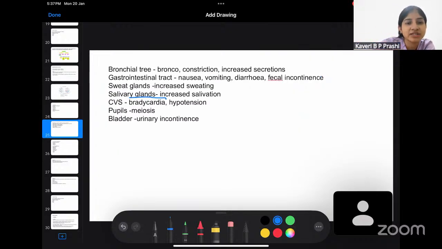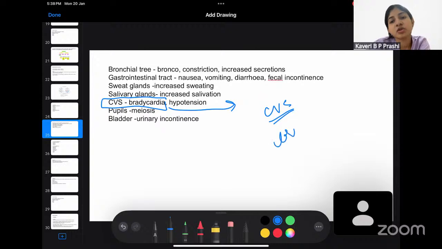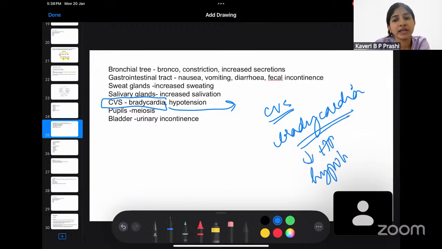Remember, every secretion is going to increase, but one thing you have to mention in muscarinic is the CVS function. There is going to be slowing of the heart rate, which is also called bradycardia, or a decrease in the BP, hypotension. This is something that you have to make note of.